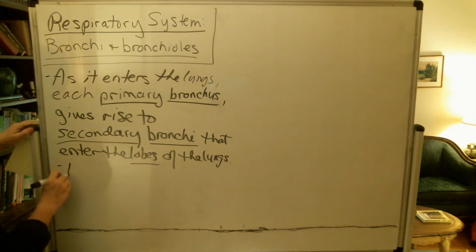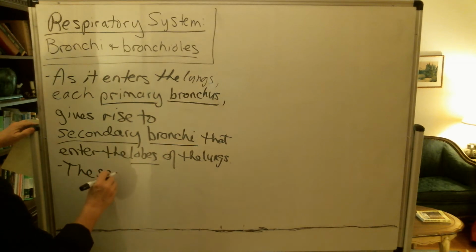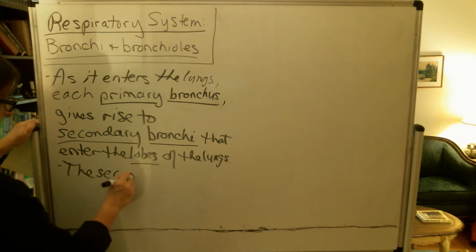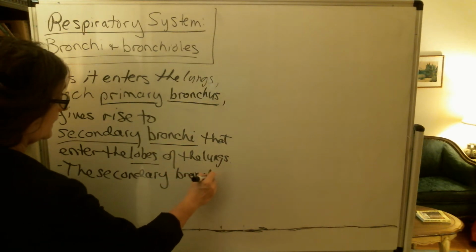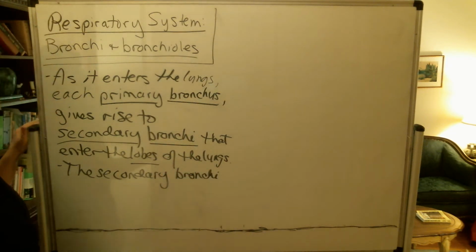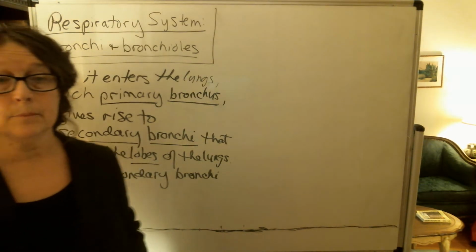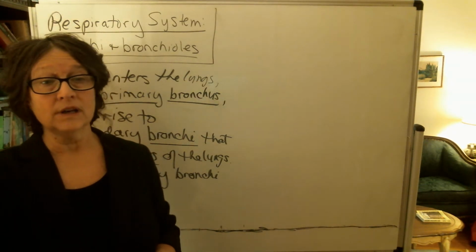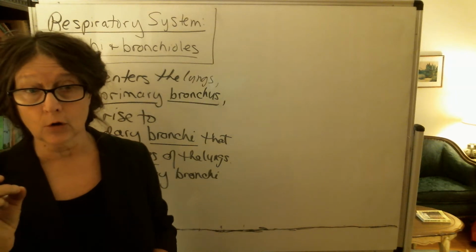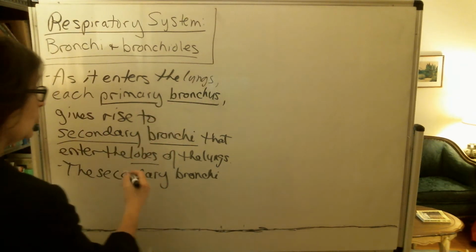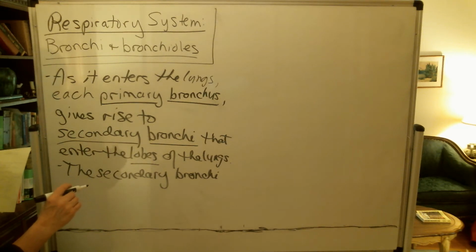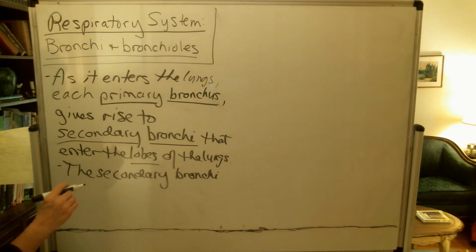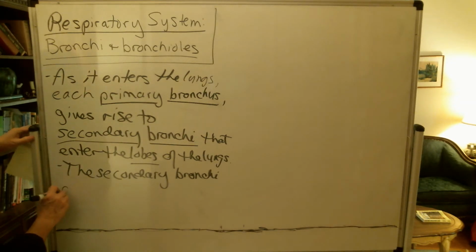And the secondary bronchi, and I should explain here, when I say they enter the lobes of the lungs, what I mean is that you have one secondary bronchus per lobe. So this is how you wind up getting the air to each of the separate lobes of the lung, by each individual secondary bronchus. So the secondary bronchi then divide repeatedly.